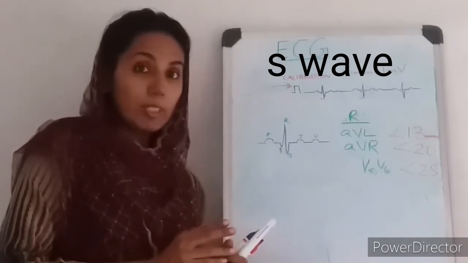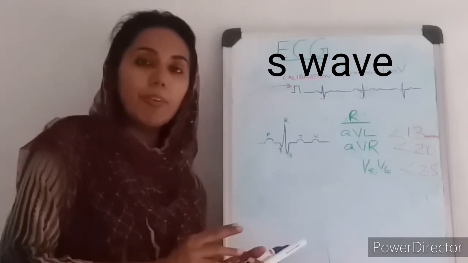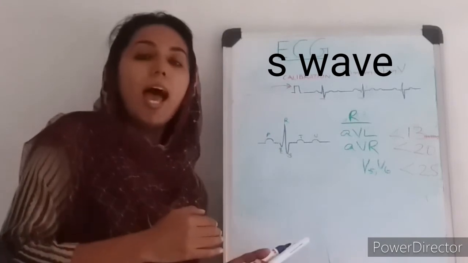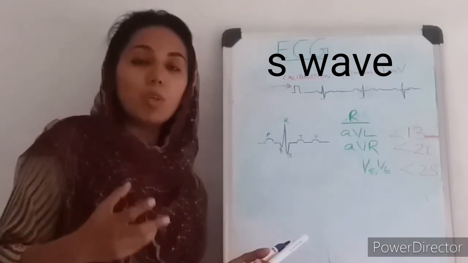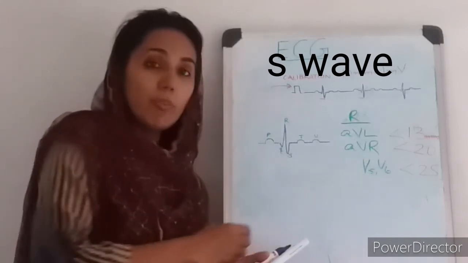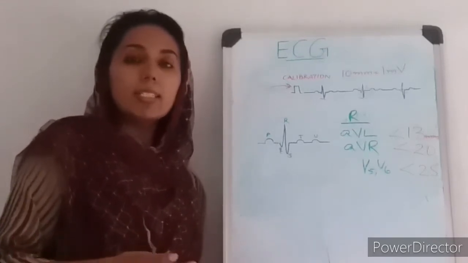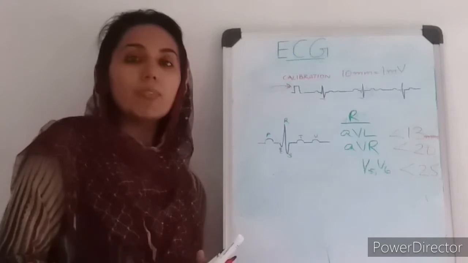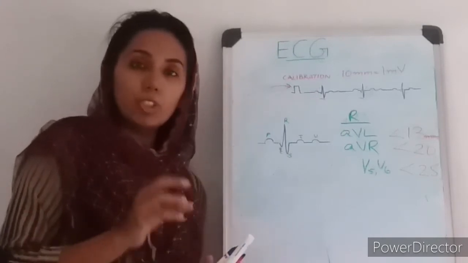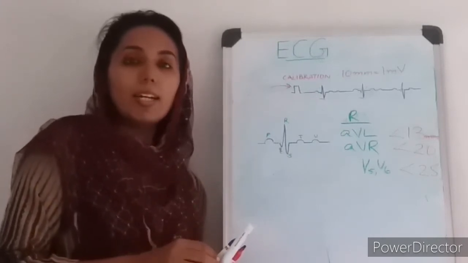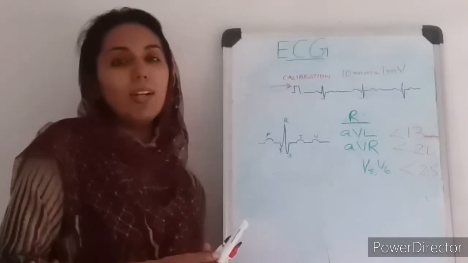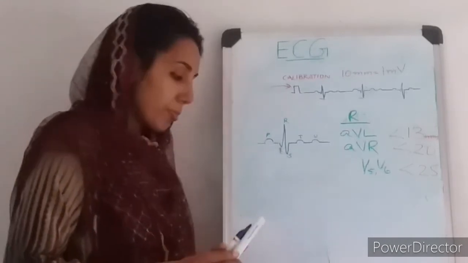What is R wave progression we learned? In R wave progression, leads V1, V2 will have small R waves and V5, V6 will have tall R waves. Whereas in the case of S waves, the S wave will be taller in V1, V2 and as the chest leads progress, the size will become shorter. So V5, V6 will have small S waves.